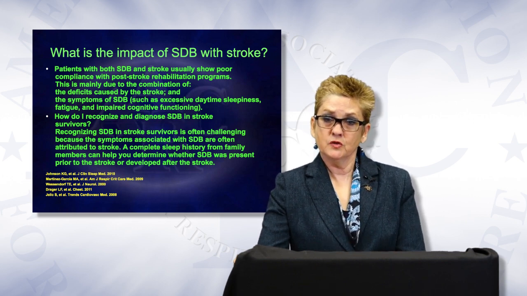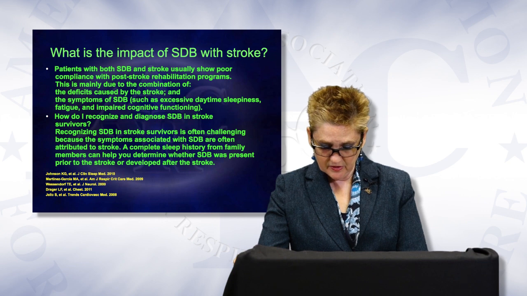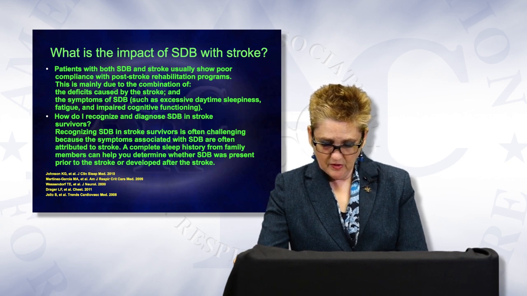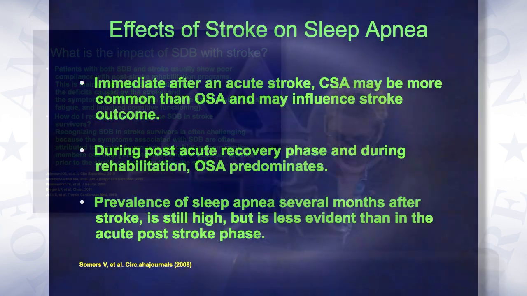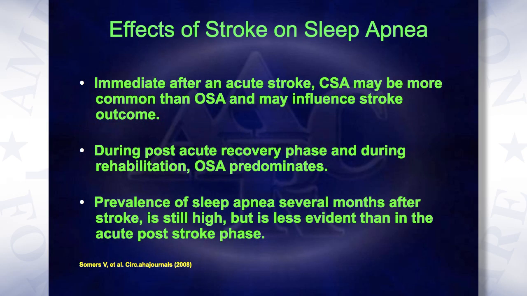So a complete history is necessary to make sure that our patients, so you can determine whether that sleep disordered breathing or the stroke is really impairing their breathing after stroke. There are some effects that immediately after acute stroke, central sleep apneas may occur, but as they start to improve, they actually have more obstructive sleep apnea. So this prevalence of sleep apnea can occur for several months until they start to recover from the stroke.